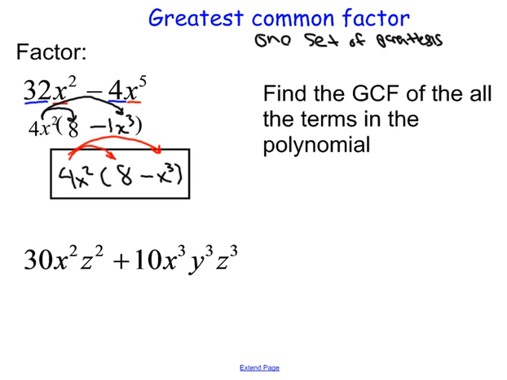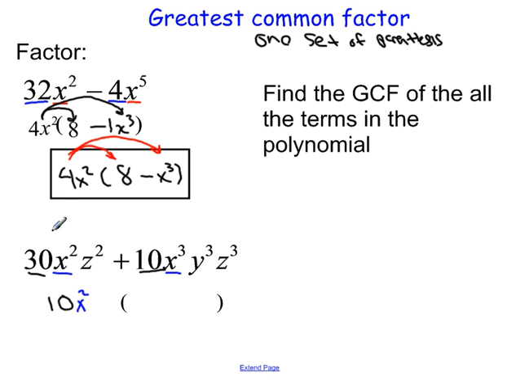So again, you need one set of parentheses. So there's my one set of parentheses. And you just want to factor out the terms individually. So let's start with the 30 and the 10. Greatest common factor of 30 and 10 is 10. 10 goes on the outside. The greatest common factor of x squared and x to the 3rd is x squared. Remember I said whenever you factor out variables with exponents, the GCF is always the variable with the lowest exponent.